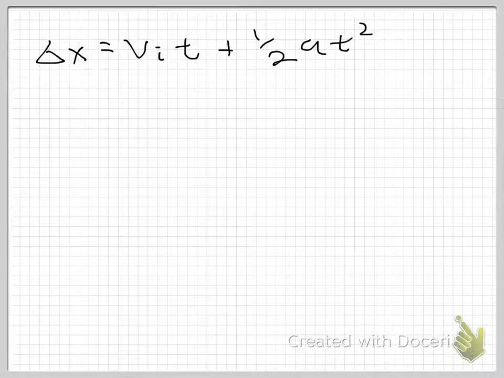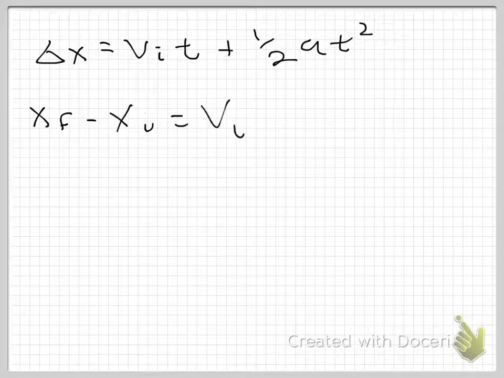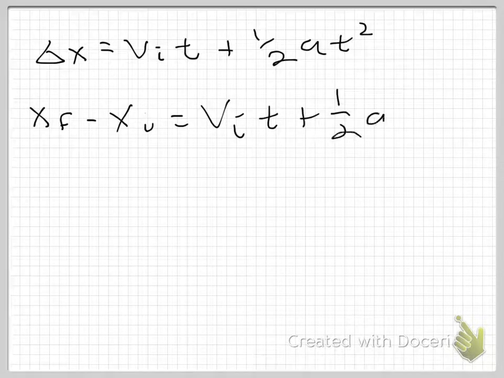The only thing, and this is a little subtle: in part B I was asked for a distance. In part C now I'm asked for a position. Those are obviously related, but they're not the same thing. So let me unpack this delta x just from the definition of the delta. x final minus x initial is equal to v initial t plus 1/2 a t squared. Now, what is my x initial?